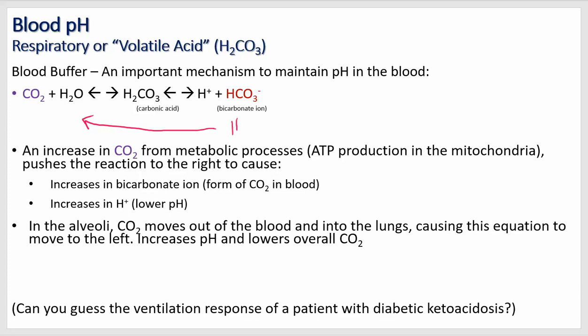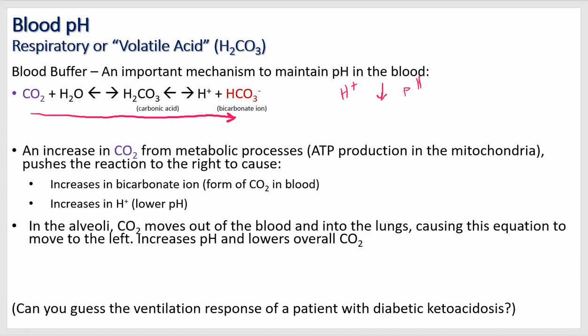So here, let's just look. Carbon dioxide, we'll start from left to right. This is the equation we've already been talking about. More carbon dioxide is going to push the equation that way, which is going to be a buildup of hydrogen. So that's going to be low pH.